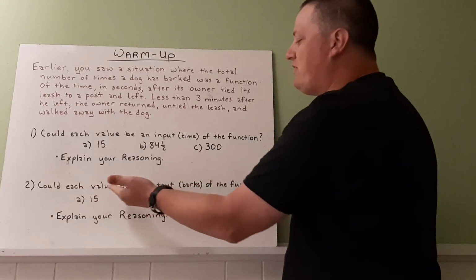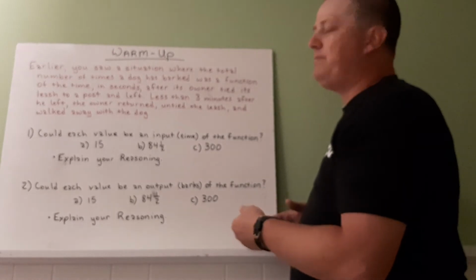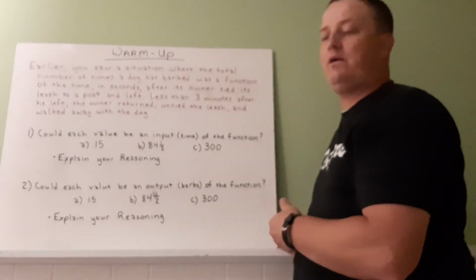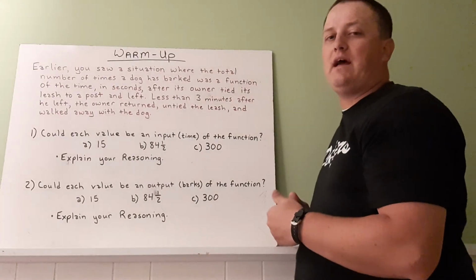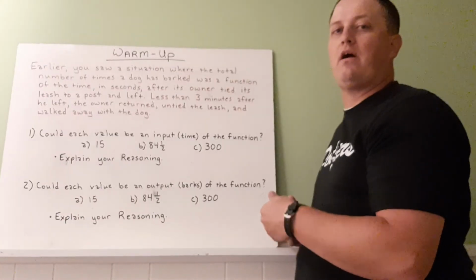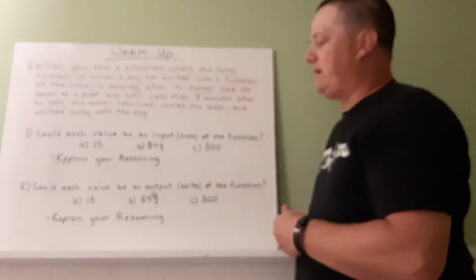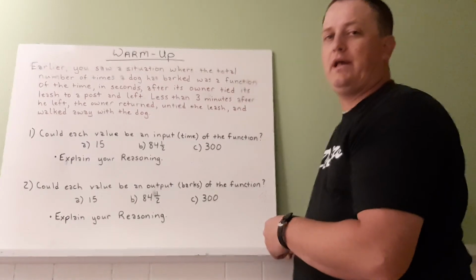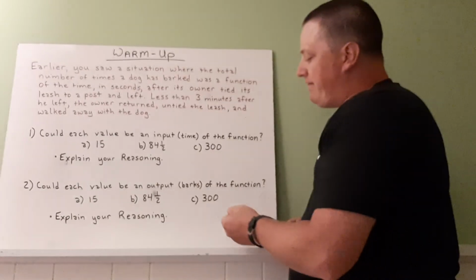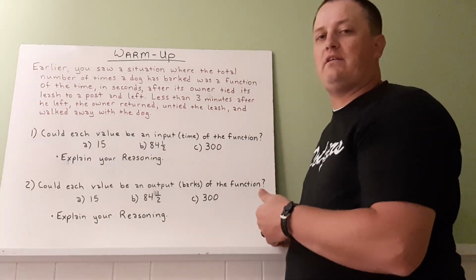Second, could each value be an output, barks, of the function? So the output would be the number of barks that the dog had while it was tied up. Each of these numbers could represent an output. You need to tell me whether they're an acceptable number for the output. So would 15 barks be an acceptable output value here? Explain your reasoning, yes or no. B, 84.5 barks. Would that be an acceptable output? Yes or no, and explain why. And lastly, 300 barks. Would that be an acceptable output? Explain your reasoning, yes or no.